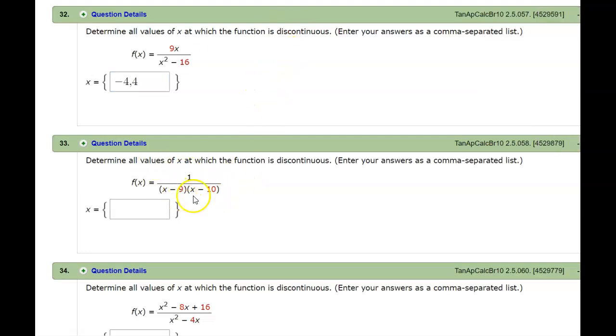On number 33, it's already factored for us, so we can see what the zeros are going to be there pretty easily. 9 will make this 0, 10 will make that 0.